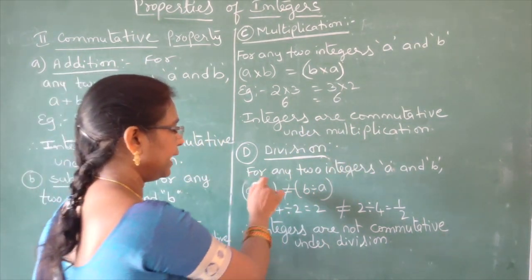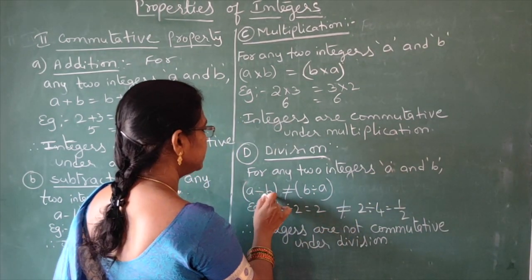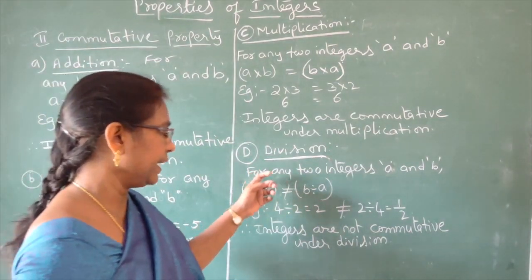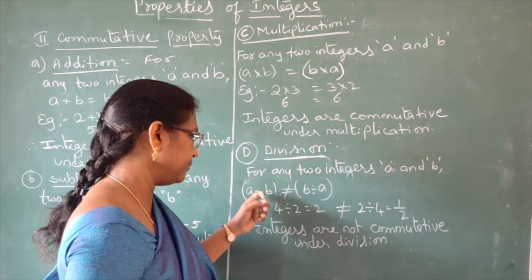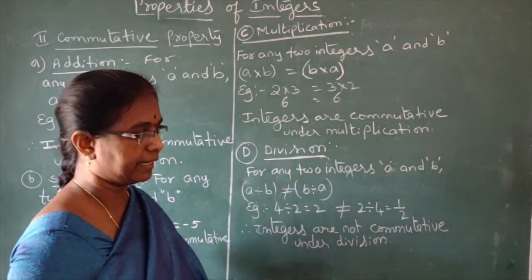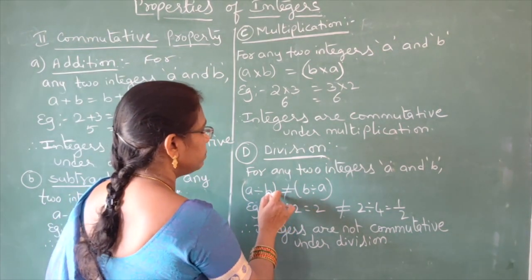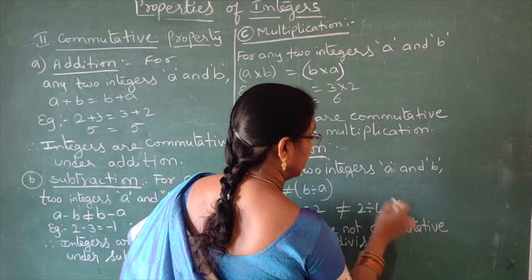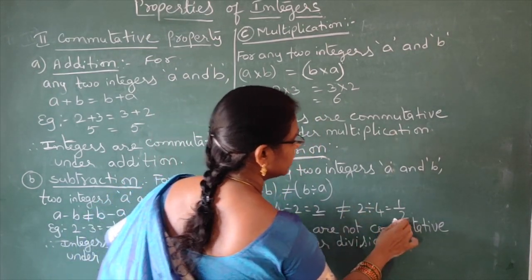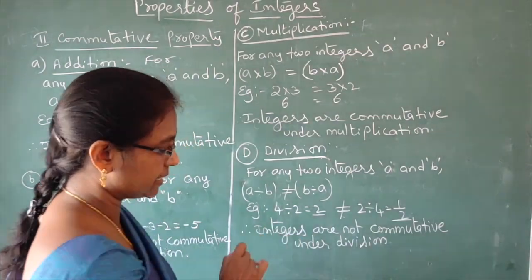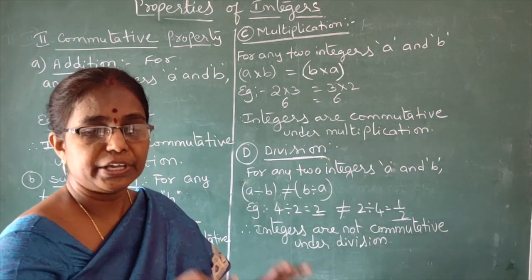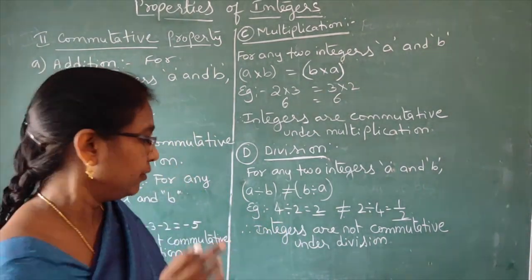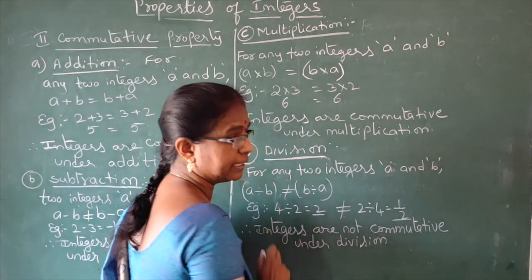Next, division. For any two integers a and b, a divided by b is not equal to b divided by a. Example, see, 4 divided by 2 is 2. 2 divided by 4 is half. Then both quotients are not equal. Then we can say integers are not commutative under division. Means if you divide any two integers, their quotients are never equal.